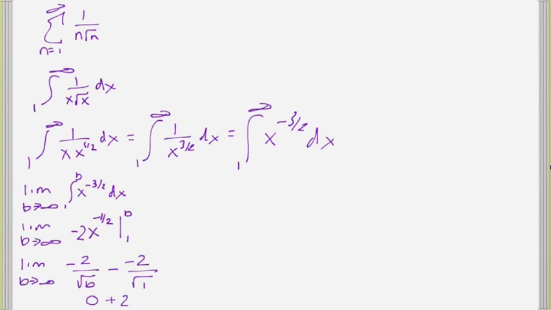If you get a number answer, then it converges. If you get infinite, then it diverges. If you get an answer, then it converges. Yes.